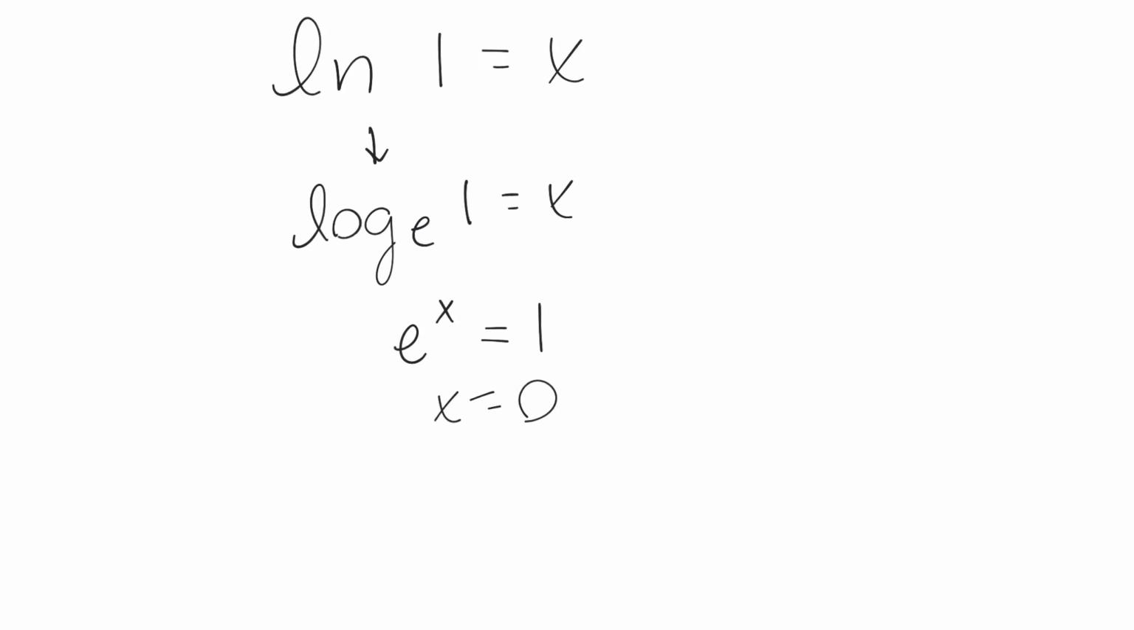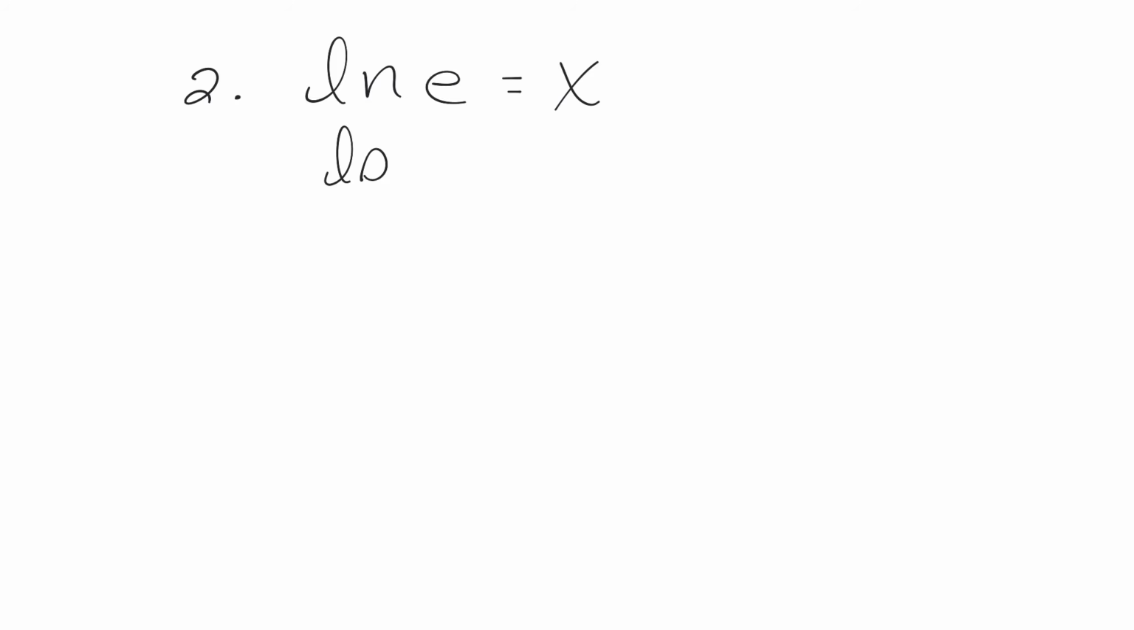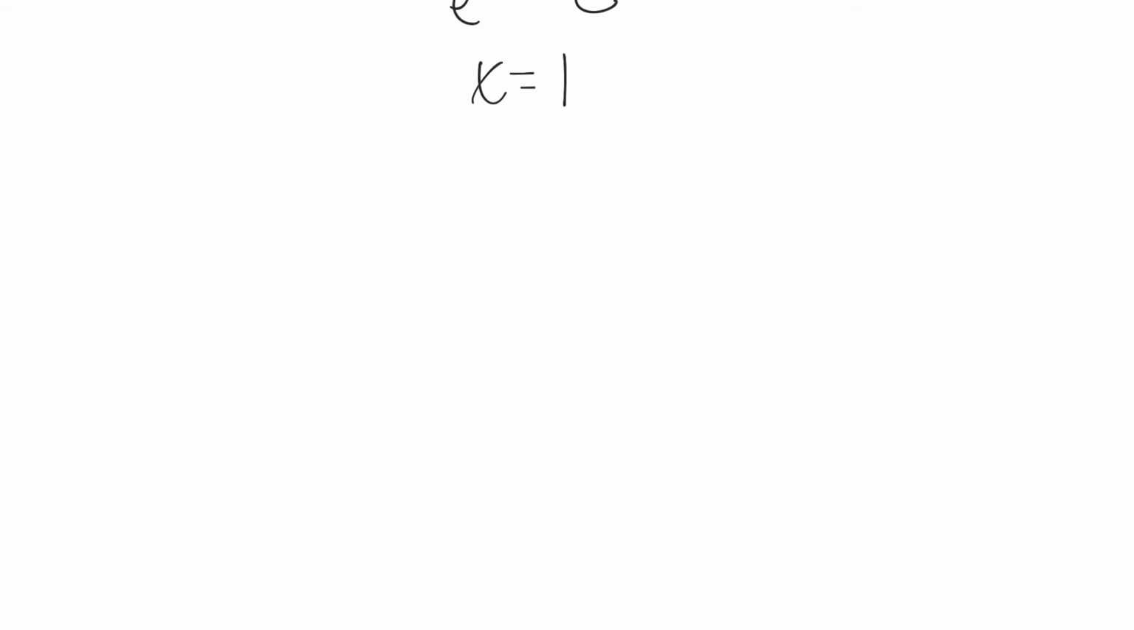Let's do example 2. What if we have the natural log of e? What does that equal? We'll call this x. If we put this in log format, we have log base e of e equals x. Move it to exponential: e to the x equals e. So x is 1, right? See how this works?